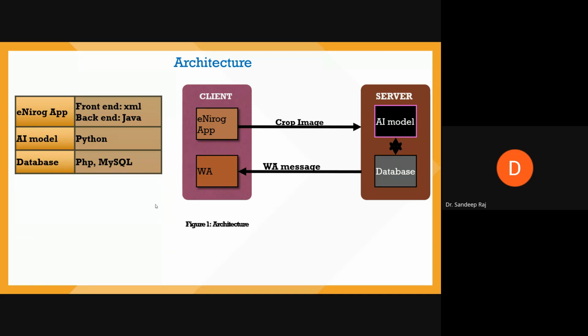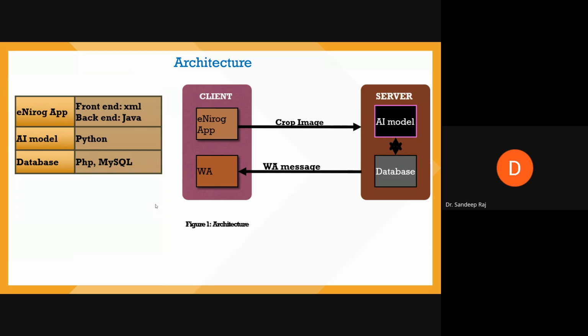Once the model has been trained, it is deployed on a server. If you want to develop an Android app, you can develop the front end and back end. We developed the AI model in the Python language. For the database, we used MySQL and PHP. And for the backend and front end, we used Java and XML. This is the basic architecture, and you can see on the right hand side that the trained AI model, which we have trained and tested, has been deployed on the server.